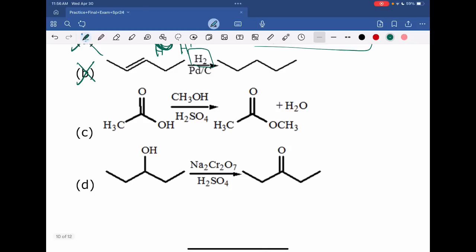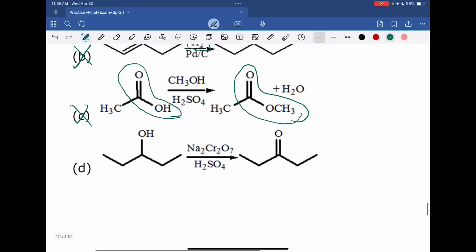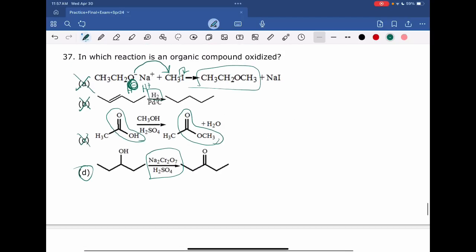C. What changes here? Okay, you have a carboxylic acid and you change it into an ester. This is not an oxidation reaction, this is an esterification reaction. You turn a carboxylic acid into an ester. So it's not C. D is definitely an oxidation reaction. This is an oxidizing reagent. You go from a single bond on OH to a double bond, so yes, this makes sense.